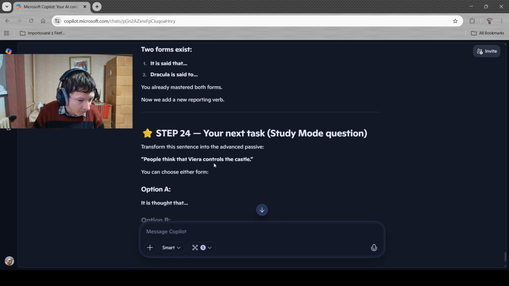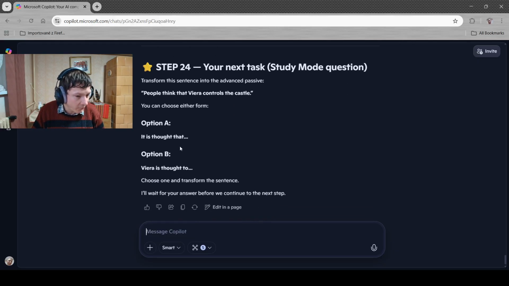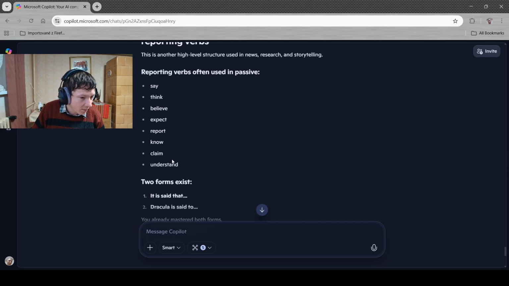Step 24. Your next task. Study mode question. Transform this sentence into the advanced passive. People think that Viera controls the castle. You can choose either form. Option A, it is thought that, or option B, Viera is thought to. Choose one and transform the sentence. I'll wait for your answer before we continue to the next step.